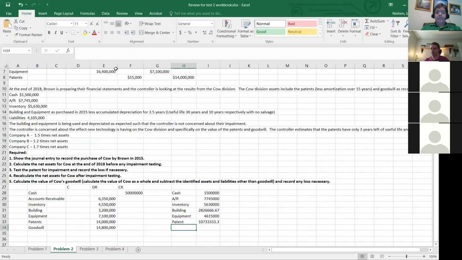All right, so that's the patent as it stands. Then we come back to Goodwill. And Goodwill doesn't change unless it gets impaired. So as it stands right now, it's 14.8.